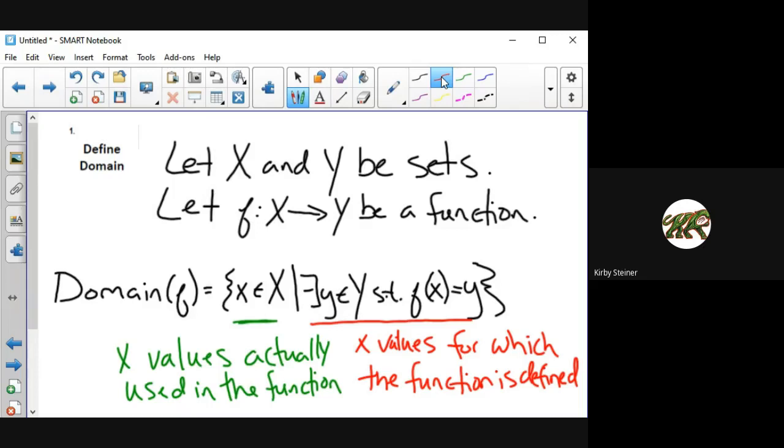So for domain, we're looking at the inputs. Typically, we think of X as the input set and Y as the output set, which is why I'm using this notation X and Y. But the most important thing to know is that it's the inputs. The x values are the inputs that are actually used in the function, for which the function is defined.